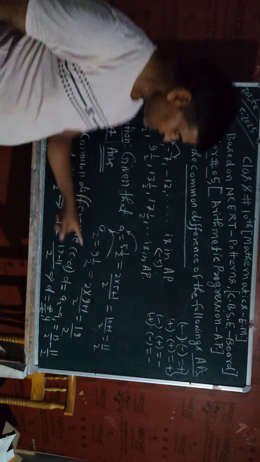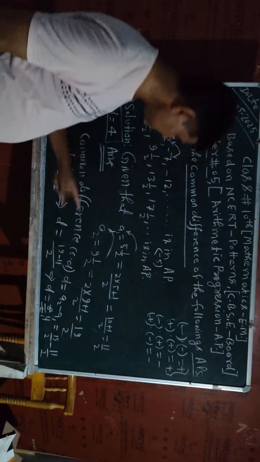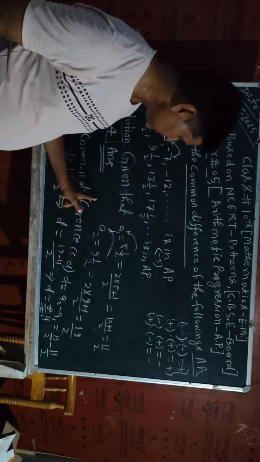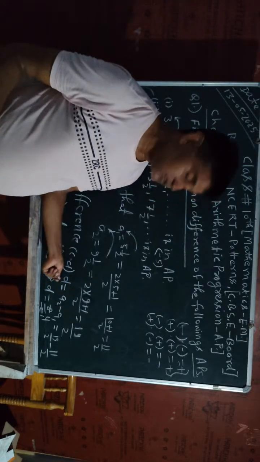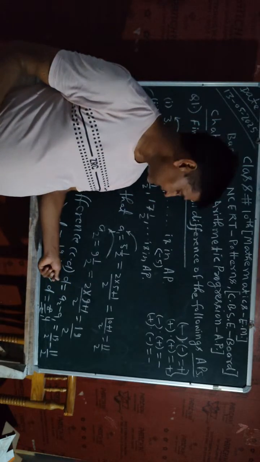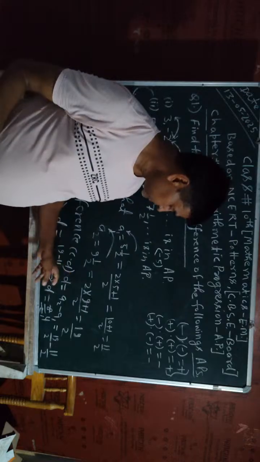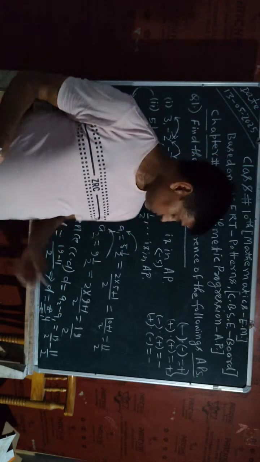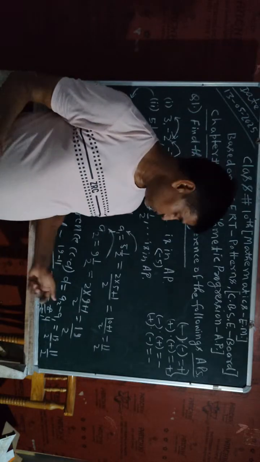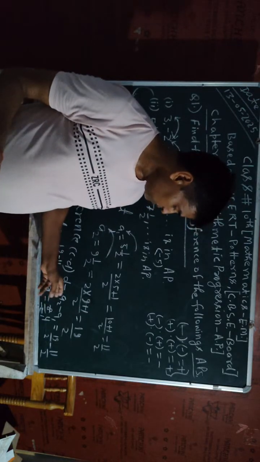Common difference, that is CD. In CD, C stands for common and D stands for difference. So I will write here CD is equal to, in shortcut form I will write that is D. That CD is equal to A2 minus A1. That is, I will subtract A2 minus A1. That is, next number minus previous number.